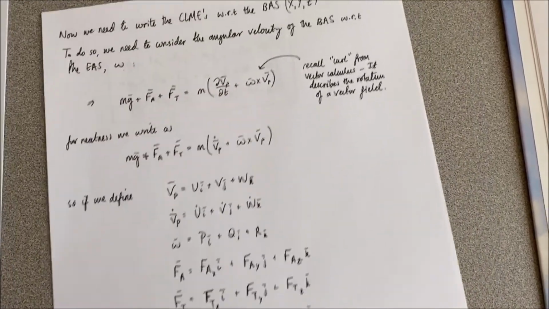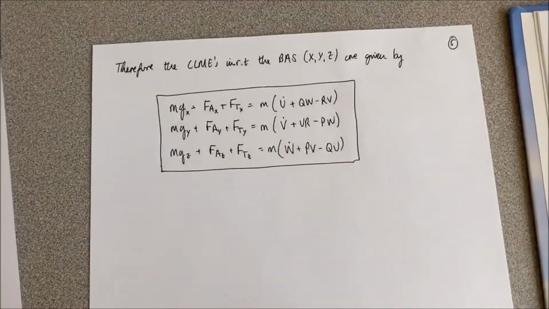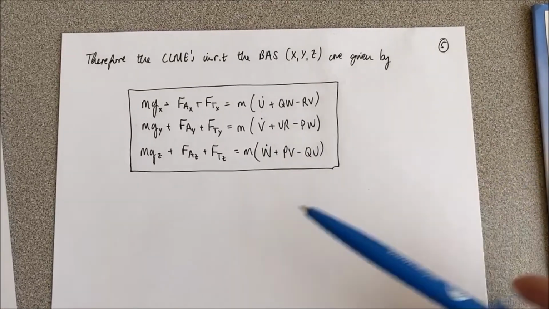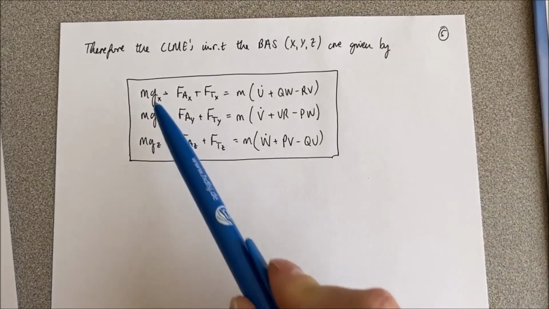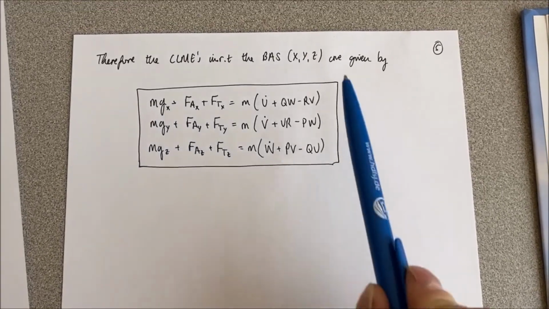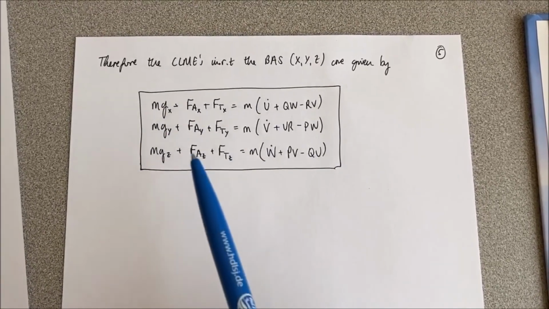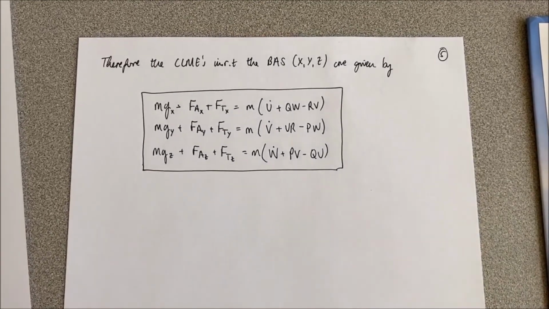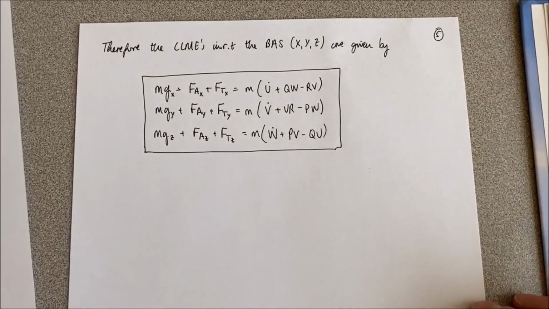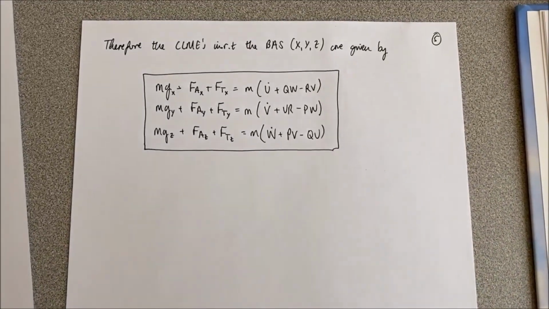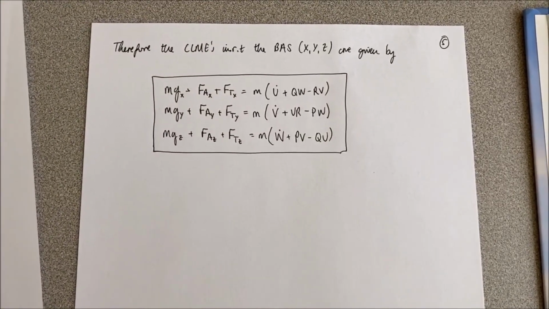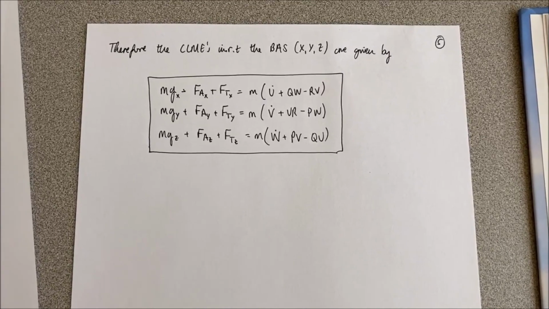And that allows us finally to write the conservation of linear momentum equations with respect to the body axis reference system, where I've split these up into components, right? So I've taken all of the i bars, all of the j bars and all of the k bars, and written the conservation of linear momentum equations out in component form. So that completes the derivation of the conservation of linear momentum equations. We'll now move on to look at the conservation of angular momentum equations.